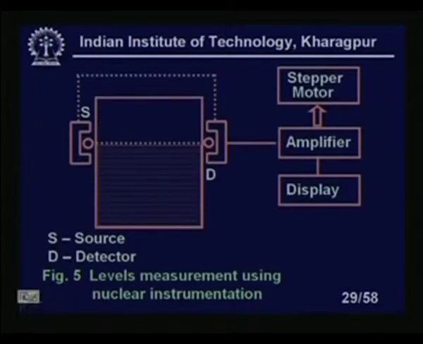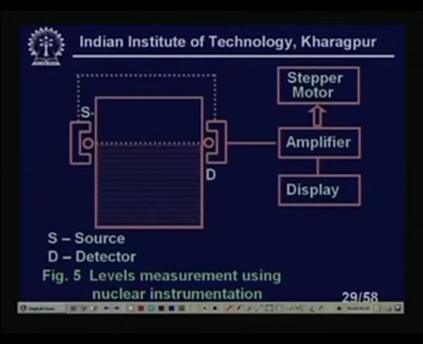So, this outside should be graduated like this, because you cannot see the level inside. Whenever the beam passes through the liquid, absorption will be high. So, I will get a difference in the signals. Whenever it reaches the top surface of the liquid level, absorption will fall. So, obviously the detector output will be different. At that time I can stop the motor and read the level.